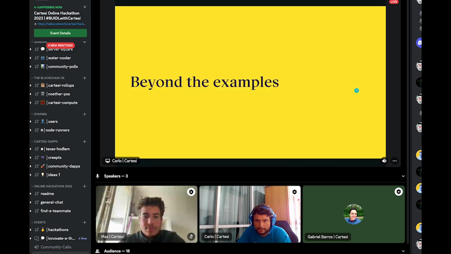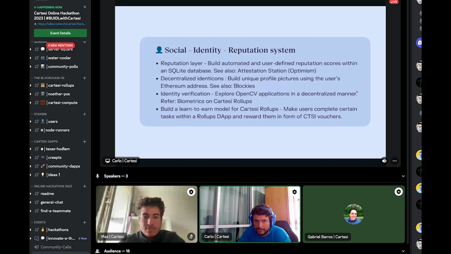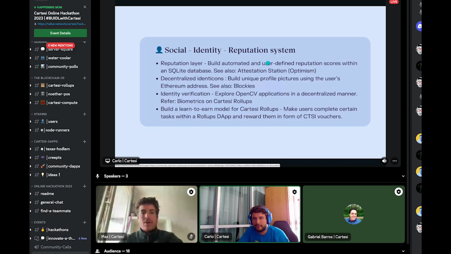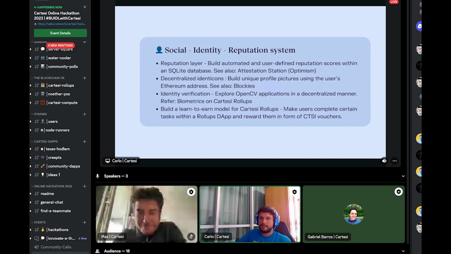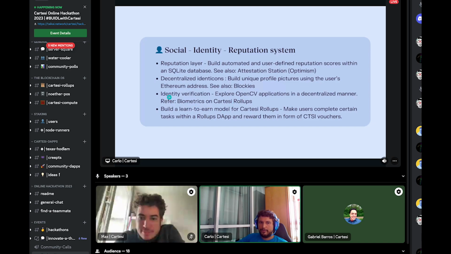And beyond all these examples, we can have a lot of cool stuff. So identity things, reputation systems. You can take advantage of all the tooling that you have on Linux to make your life easier. Come up with interesting ways of verifying your identity using OpenCV, using machine learning, using all these great tools that we have available to make something that's more stable.